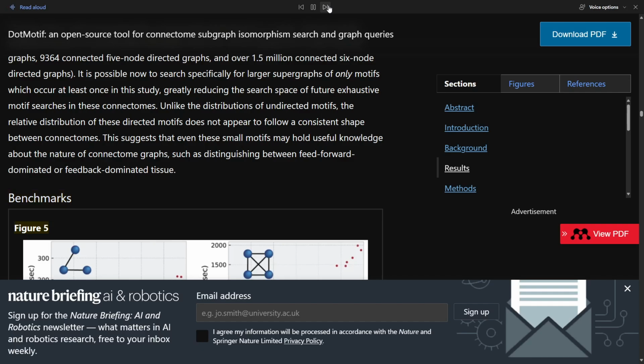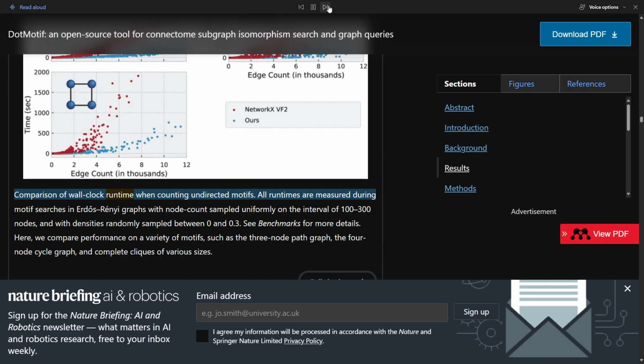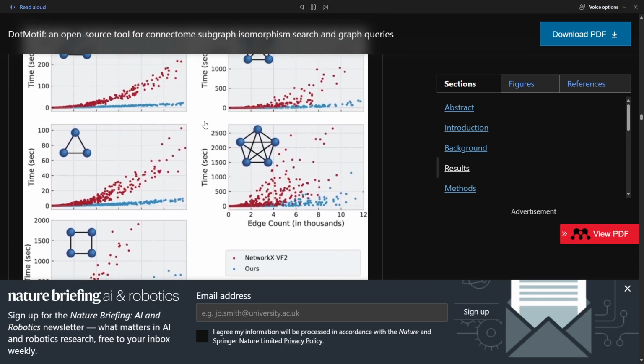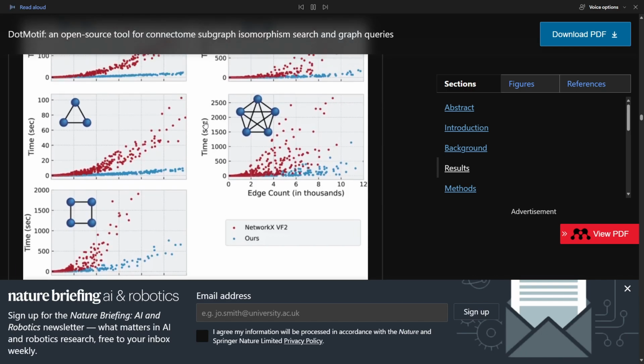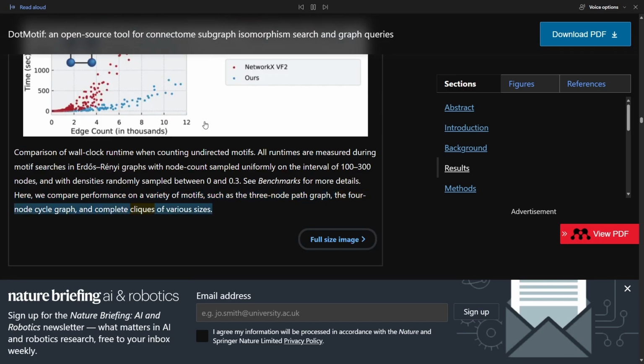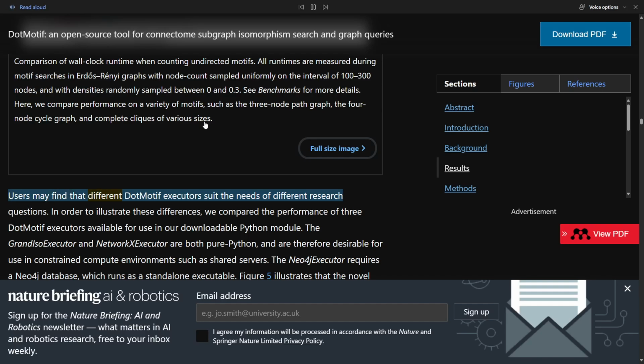Benchmarks. Figure 5. Comparison of wall clock runtime when counting undirected motifs. All runtimes are measured during motif searches in Erdos-Renyi graphs with node count sampled uniformly on the interval of 100 to 300 nodes, and with densities randomly sampled between 0 and 0.3. See benchmarks for more details. Here, we compare performance on a variety of motifs, such as the 3-node path graph, the 4-node cycle graph, and complete cliques of various sizes. Full-size image.